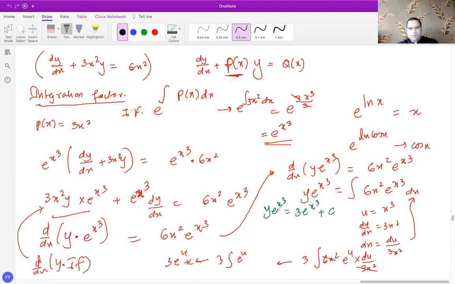And now what you do is divide both sides by e to the power x cube. So you'll get y is 3 plus c over e to the power x cube, because if I divide this by e to the power x cube, this gets cancelled. This can be further written as y is 3 plus c e to the power negative x cube. So this is the antiderivative, the exact function that is expected for this problem.